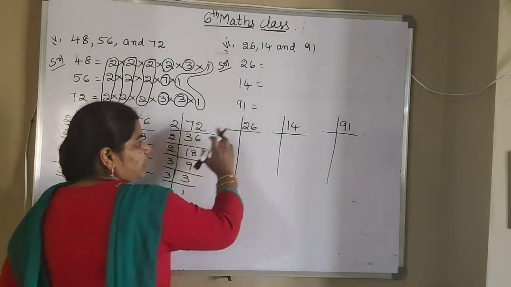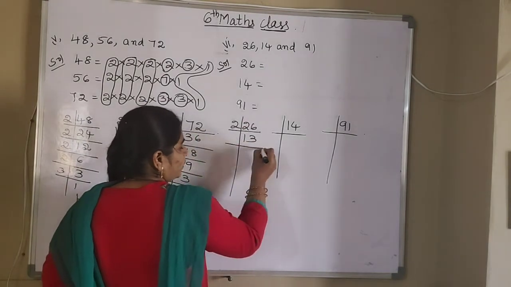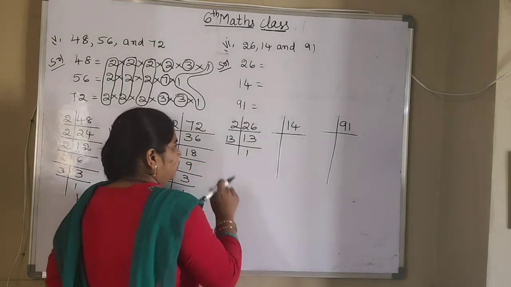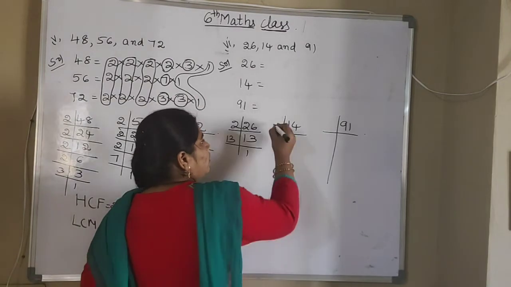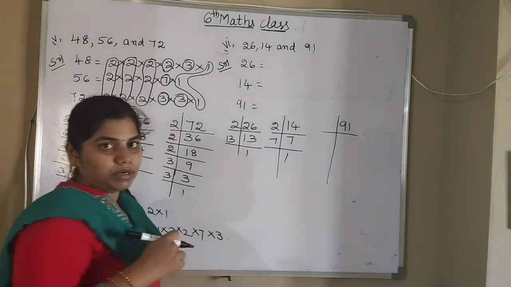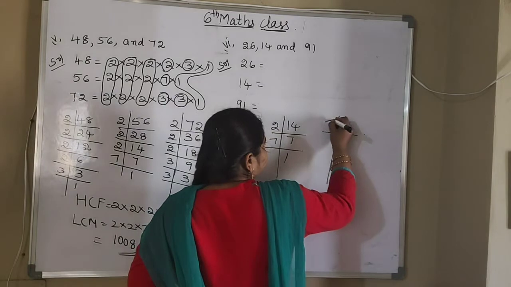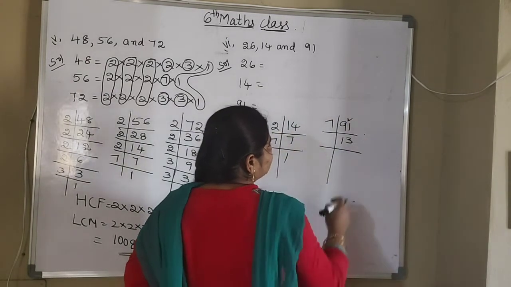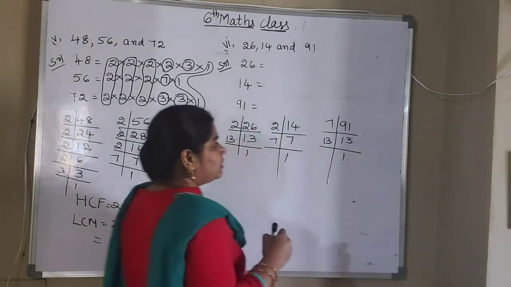Here 6 is an even number, so it will go in the 2 table. So 2 13s are 26. 13 is a prime number, so 13 ones are 13. Now coming to 14. 4 is an even number, so it will go in the 2 table. 2 7s are 14. 7 ones are 7 because 7 is a prime number. Next 91. 91 will go in the 7 table. 7 ones are 7. 7 3s are 21. So 13 7s are 91. 13 is a prime number, so 13 ones are 13.